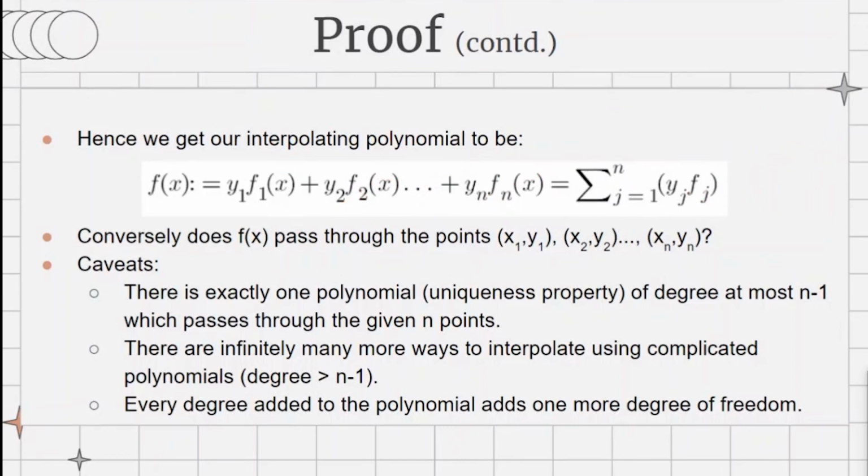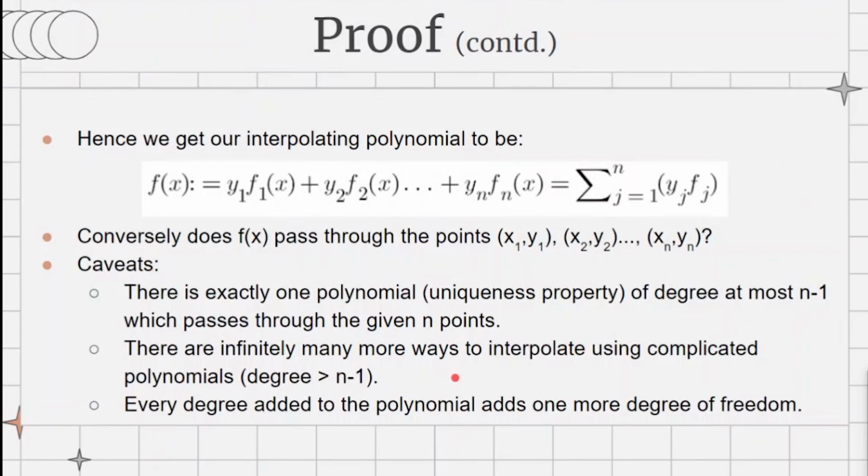And there are also a few things to keep in mind. The theorem said that there's also a uniqueness property attached to it: the polynomial that we get is a single unique polynomial of degree at most n minus 1, which passes through the given points. The uniqueness property we won't be proving right now, again because of time constraints.